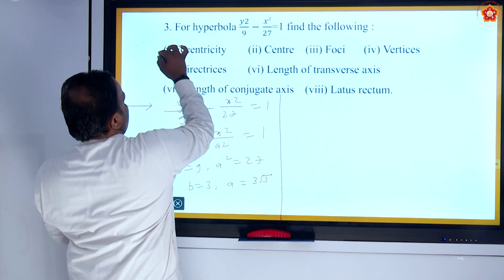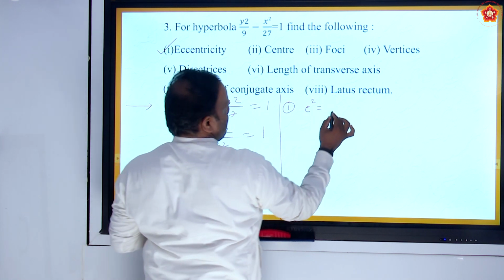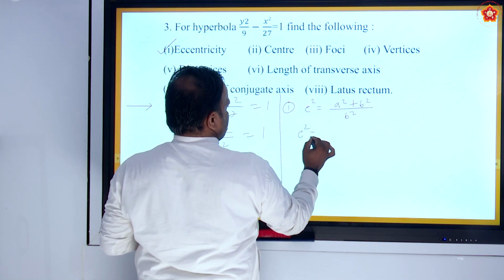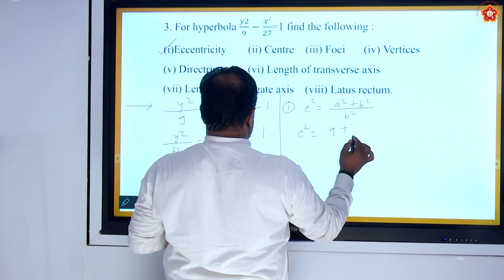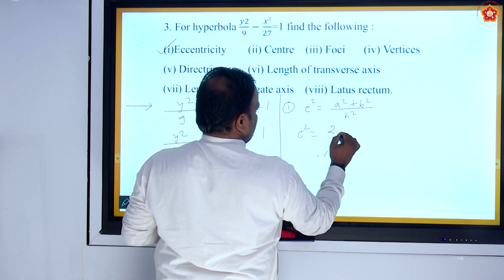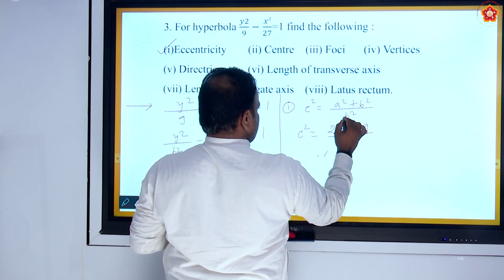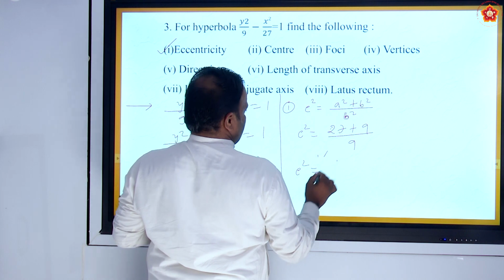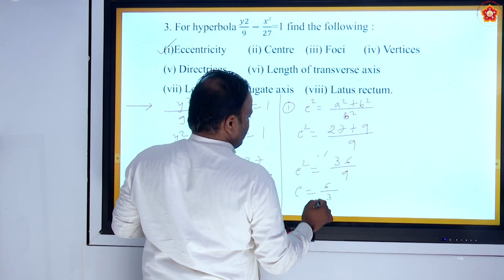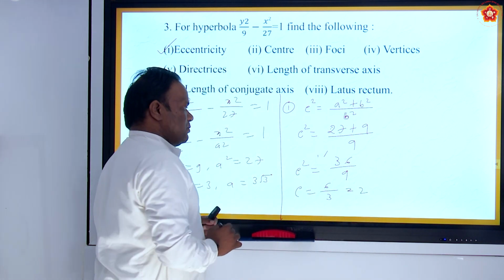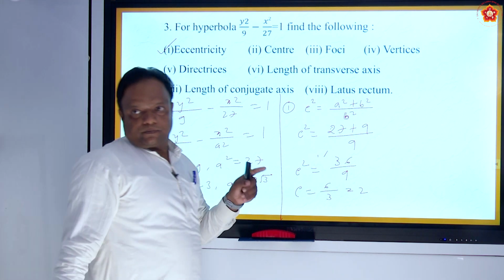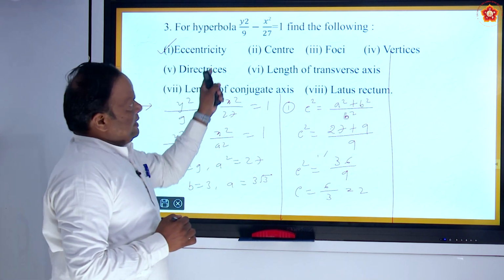First, find the eccentricity one by one. The eccentricity relation is e square is equal to (a square plus b square) divided by b square. Here a square is 27 and b square is 9, so e square is equal to (27 plus 9) by 9, which is 36 by 9. So e is equal to 6 by 3, which is e equal to 2. Once we know the e value, we can easily find all the other quantities.